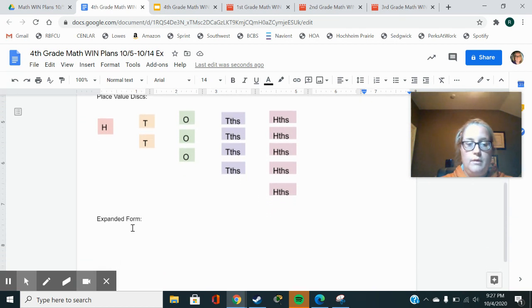With expanded form, remember I'm writing the entire value. So I have 100, so I'm going to put 100 plus 2 tens. Well, if I count by tens, 2 times 10, 20. I'm going to write 20 plus the number of ones I have. So I have 3 of them, and I'm going to count by 1. 1, 2, 3. Plus, now I'm going to count by tenths. 1 tenth, 2 tenths, 3 tenths, 4 tenths.